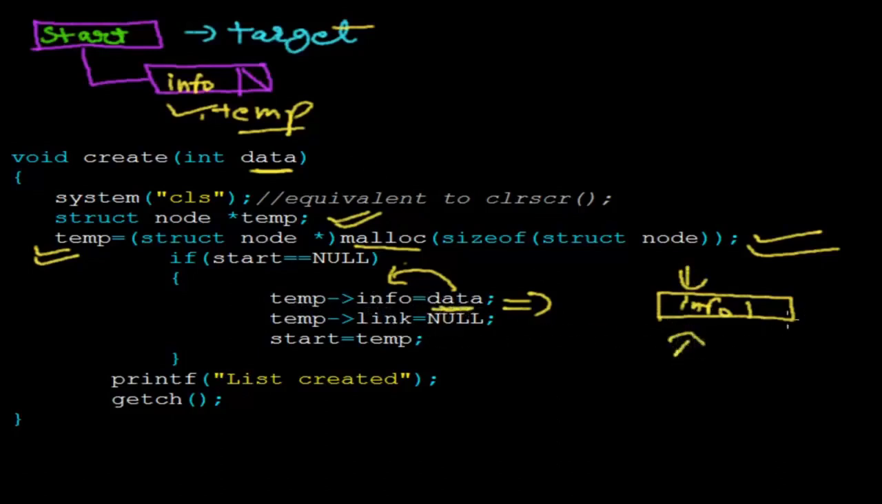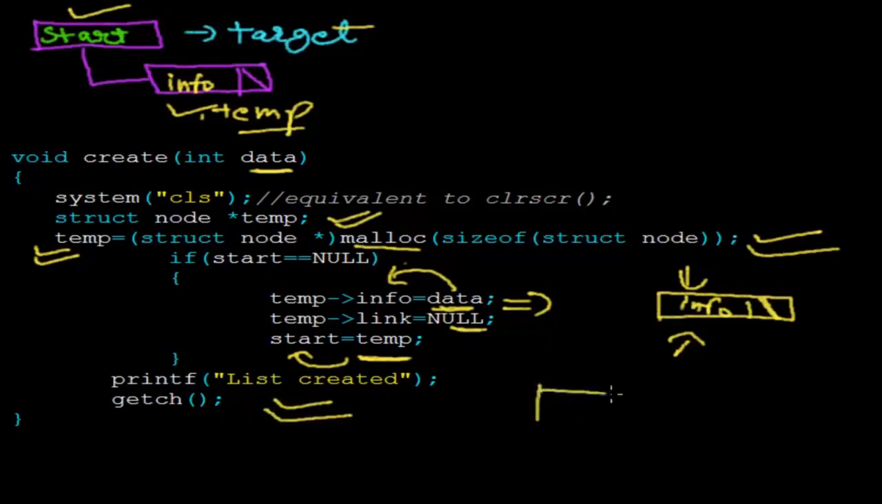The link will be overwritten by a value null, as this is the first and also the last node of the linked list, and we will copy the address of temp into the special pointer start, and we will print this message, list created, and our function will exit.